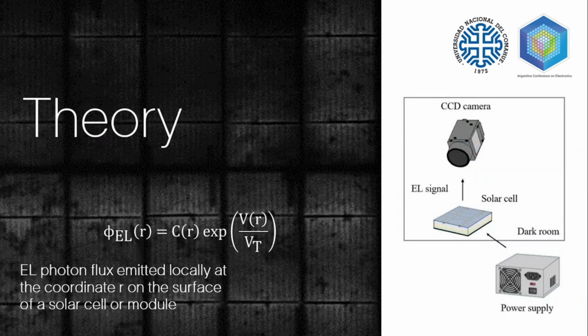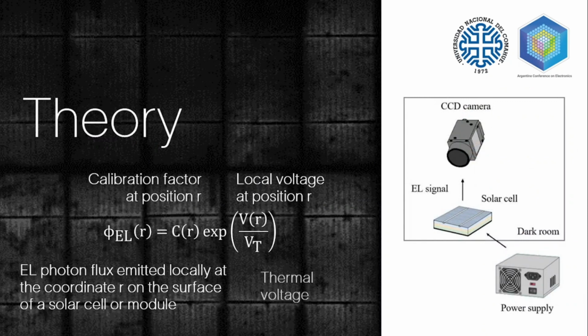When a solar cell or module is supplied with a forward direct current, it will emit light according to the reciprocity theorem. Here, the electroluminescence photon flux emitted locally at a coordinate r on the surface of the module correlates to the voltage at that coordinate. Vt is its thermal voltage, and C is the calibration factor, particular to that coordinate, and related to optical and material properties of the module and the camera system.